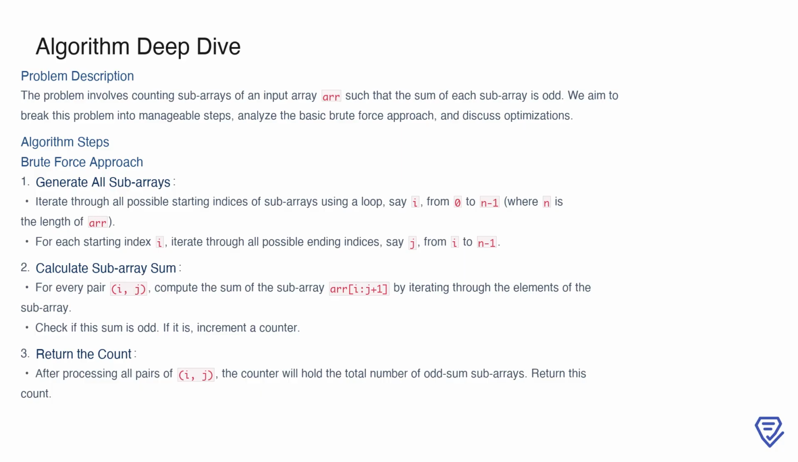First, we generate all possible subarrays by iterating through every starting index and every ending index. For each subarray, we calculate its sum by iterating through its elements. If the sum is odd, we increment a counter. Once all the subarrays have been processed, the counter will hold the total count of subarrays with odd sums, which we return as the result. While this approach is straightforward, it's computationally expensive, and we'll explore why in the next steps.